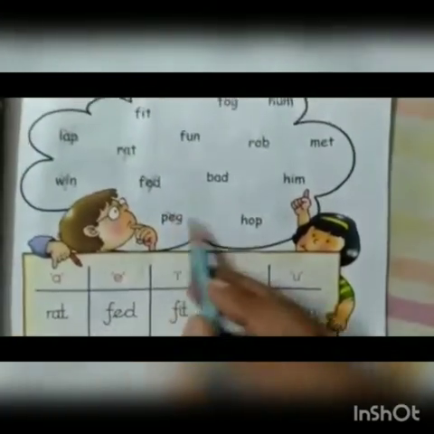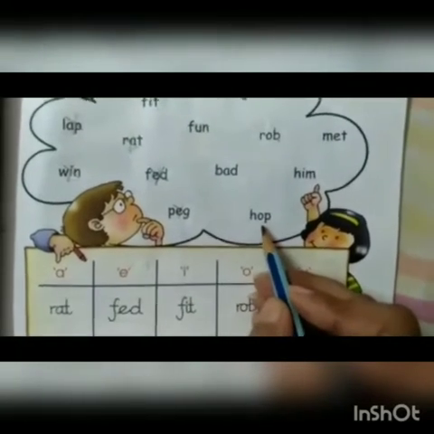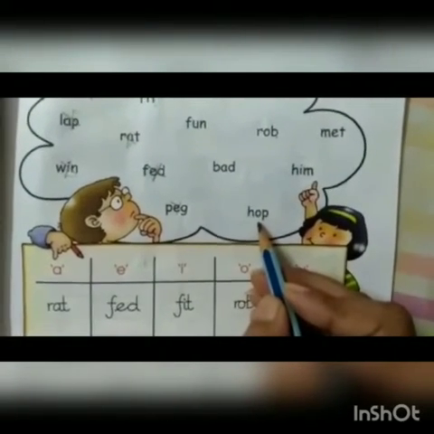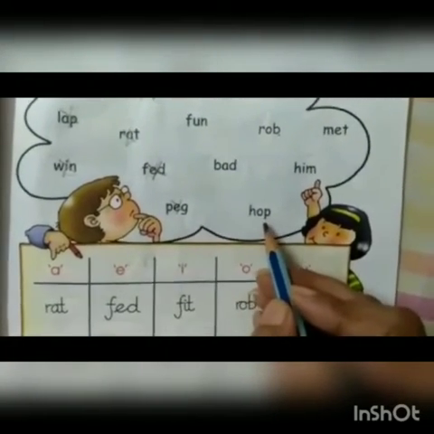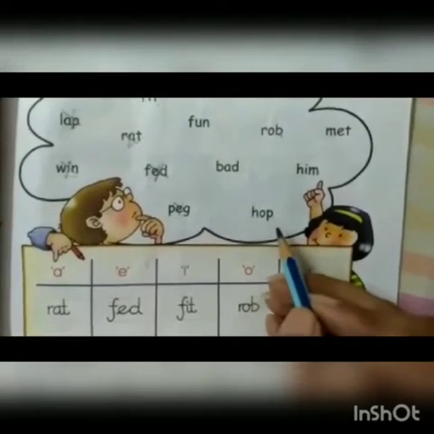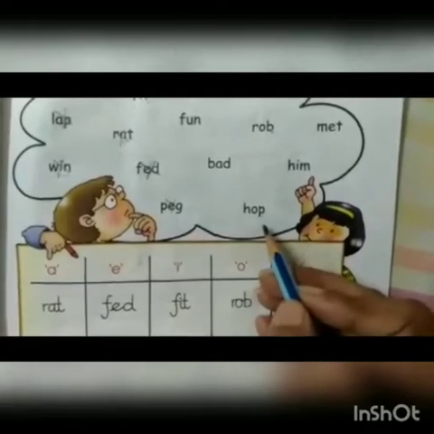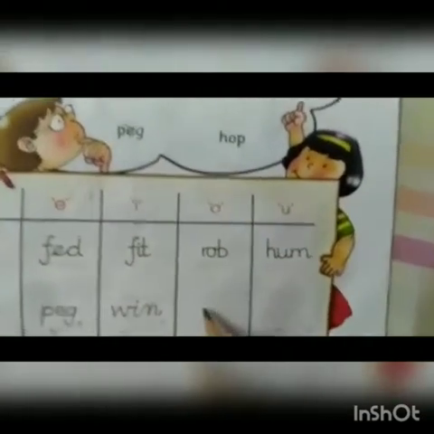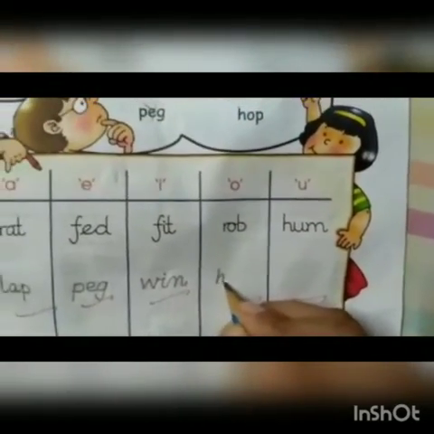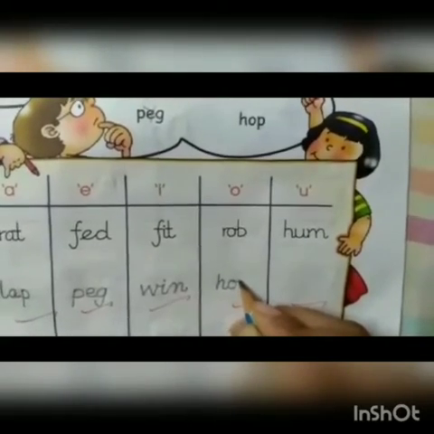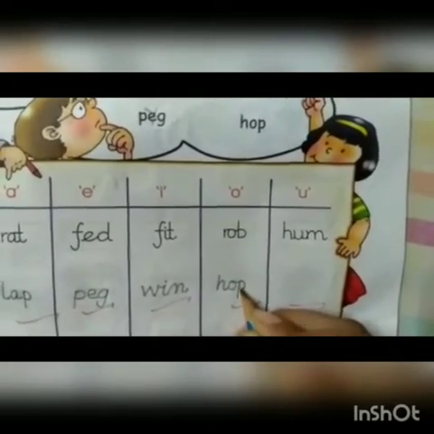Come to the next. Read this name. Hope. Which vowel used in hope? O vowel. Very good. So we will write this name in O vowel column. H O P. Hope.